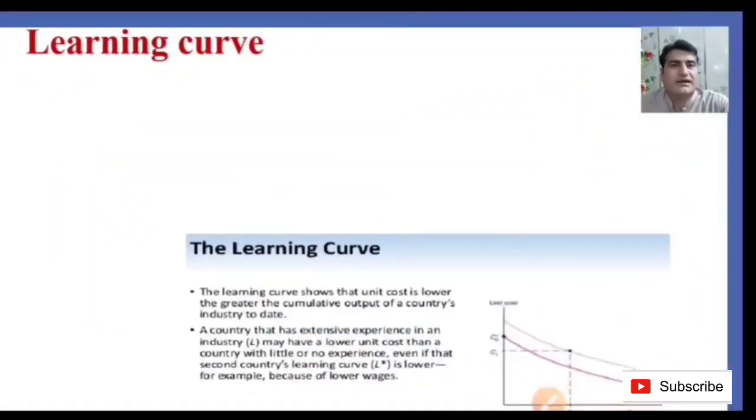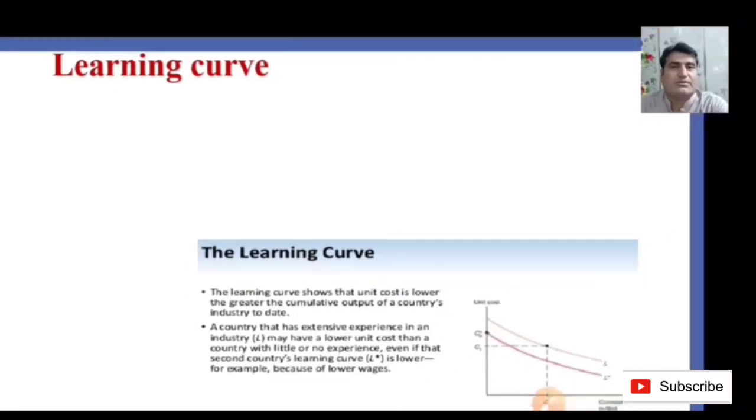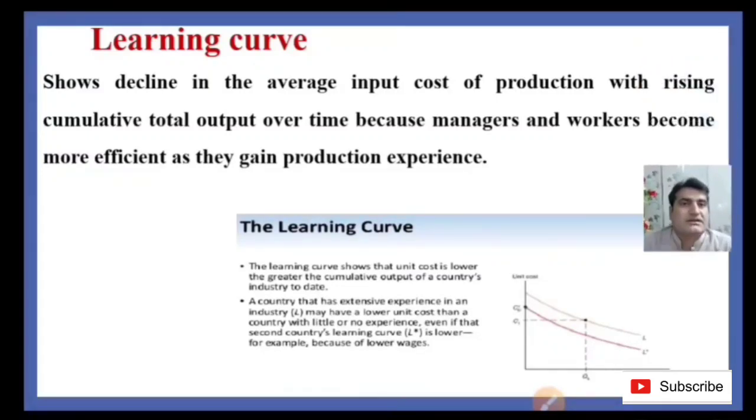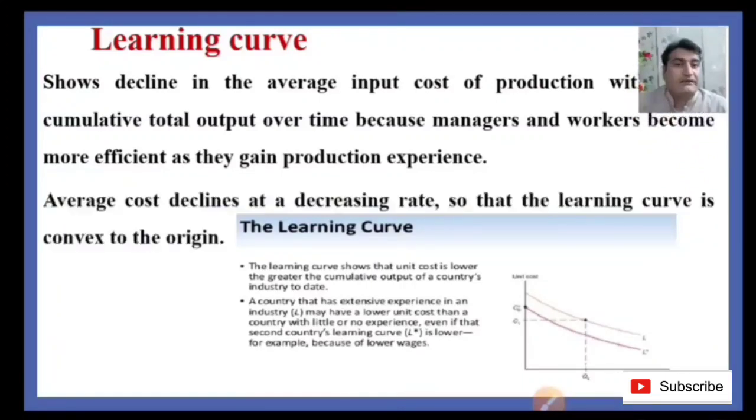So how can we define the learning curve? We may say that the learning curve shows the decline in the average input cost of production with rising cumulative total output over time, because managers and workers become more efficient as they gain production experience. So average cost declines at a decreasing rate, so the learning curve is convex to the origin.